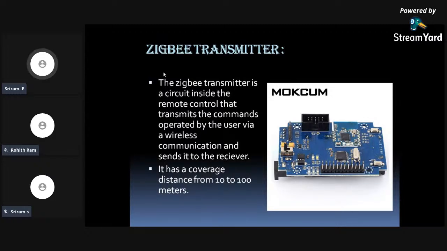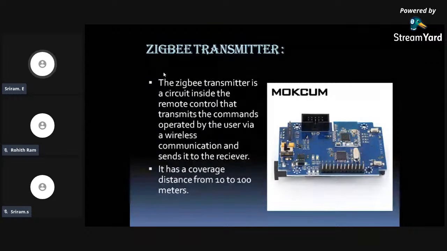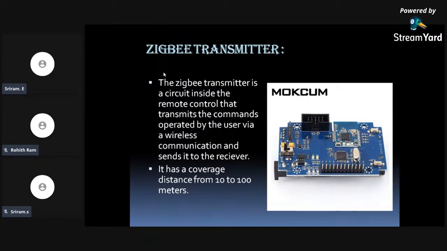So, the Zigbee transmitter is a circuit inside the remote control that transmits the command operated by the user via wireless communication and sends it to the receiver. It is fascinating that it has a coverage distance from 10 meters to 100 meters. The transmitter transmits signals in order to the receiver.